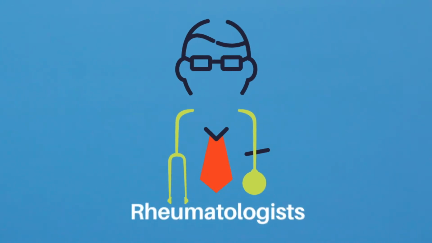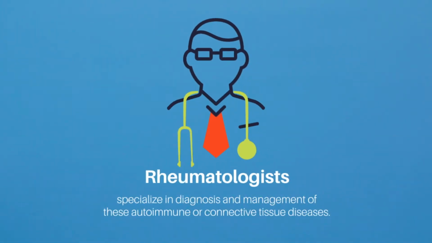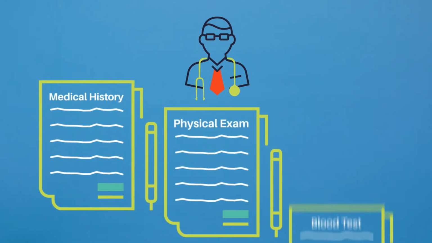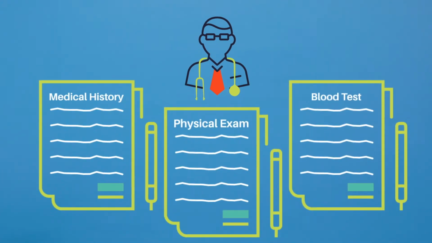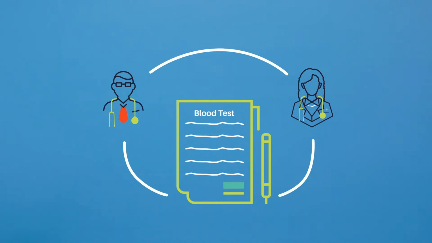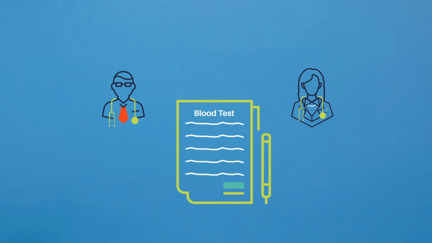A rheumatologist is a doctor who specializes in the diagnosis and management of these autoimmune or connective tissue diseases. In this case, your medical history, physical exam findings, and blood tests are used to make the specific diagnosis. Part of the evaluation of interstitial lung disease involves looking for causes such as autoimmune disease. This means the pulmonologist might look at some of the same blood tests that a rheumatologist might order, or refer for evaluation by a rheumatologist if a connective tissue disease is suspected.